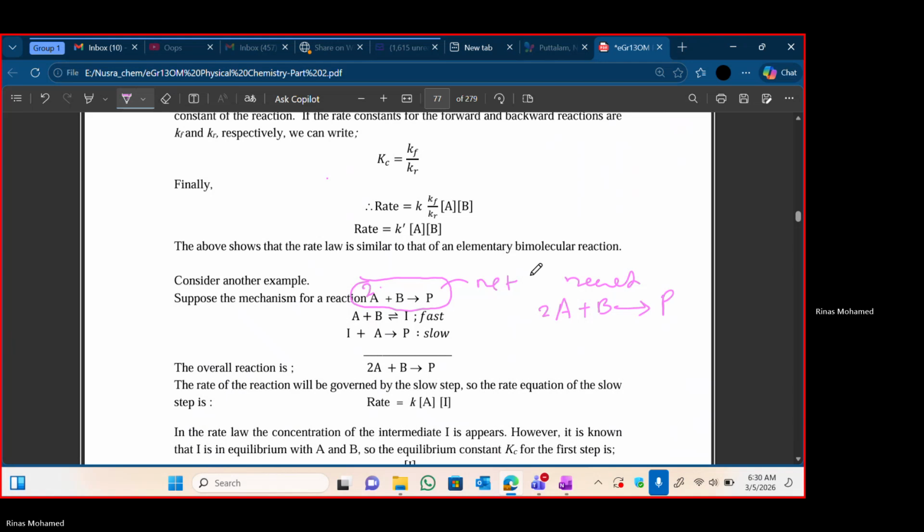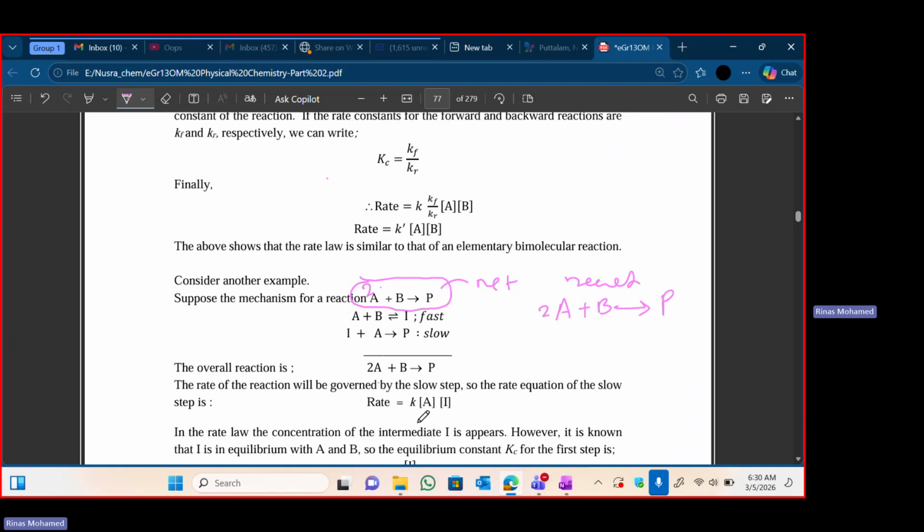Now, what's happening here? Two A molecules plus B molecules give a product. But in the initial step, one A and one B give an intermediate, and the other A is remaining. That intermediate reacts with A to give the product. Then the overall reaction you can get like this.